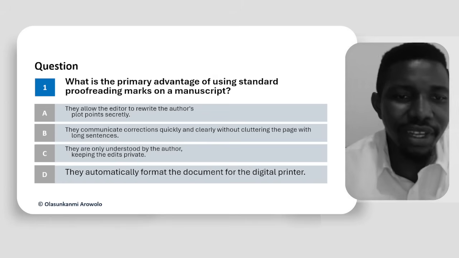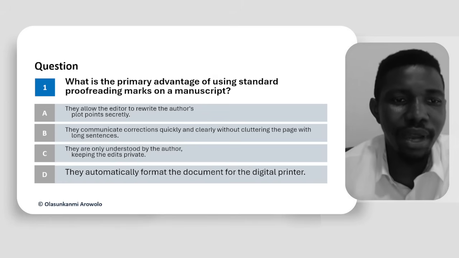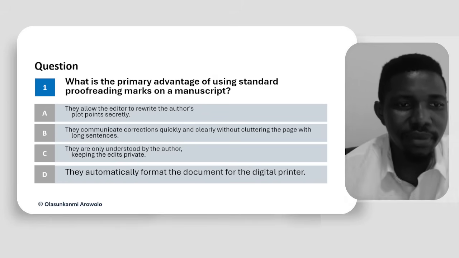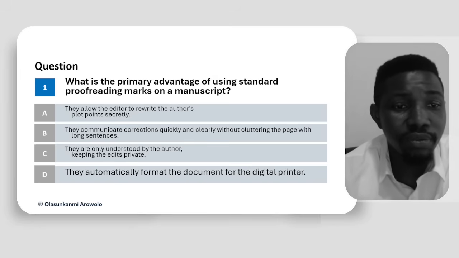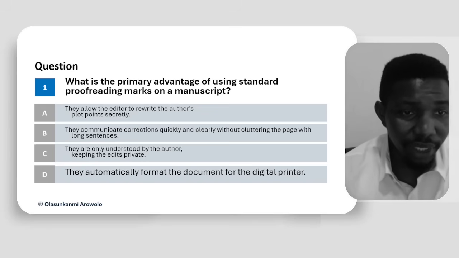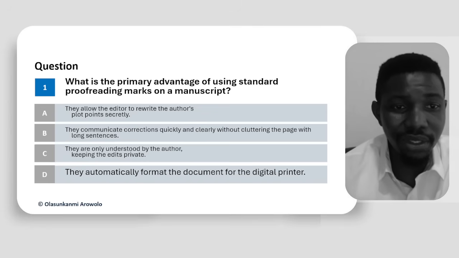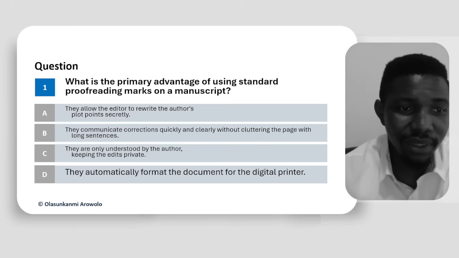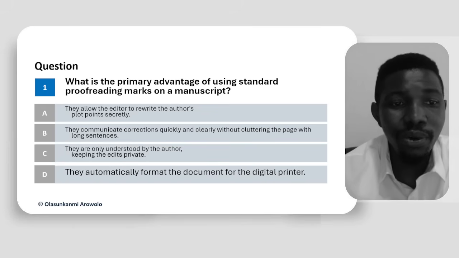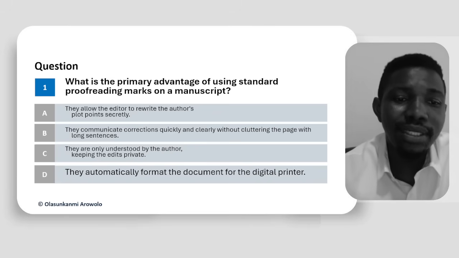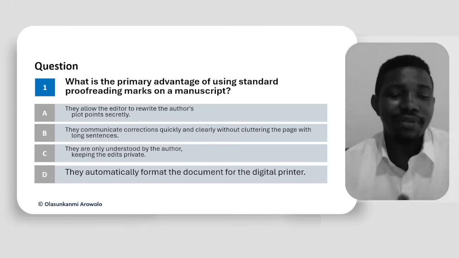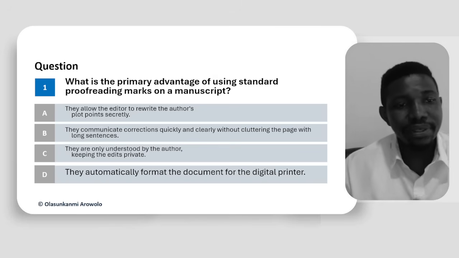What is the primary advantage of using standard proofreading marks on manuscripts? A, is it that they allow the editor to rewrite the author's plot points secretly? Or B, they communicate corrections quickly and clearly without cluttering the page with long sentences? Or C, they are only understood by the author, keeping the edit private? Or D, they automatically format the document for the editor's printer? Think about this. What will be the answer?